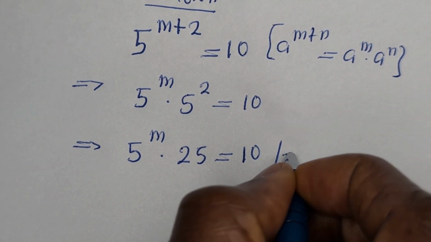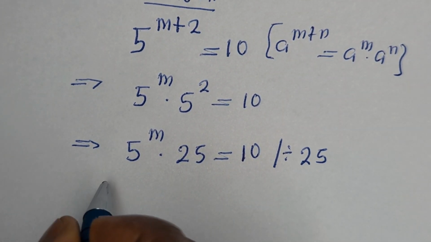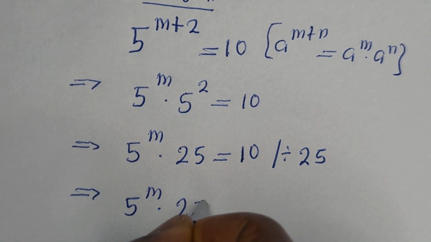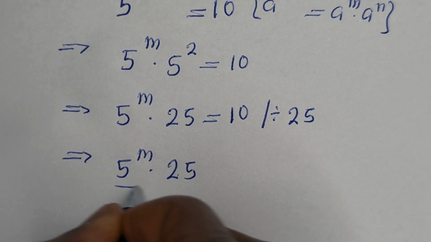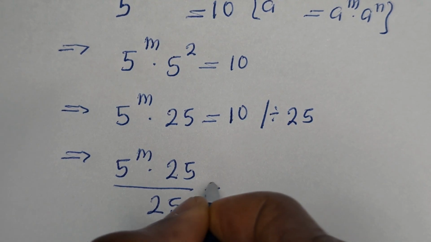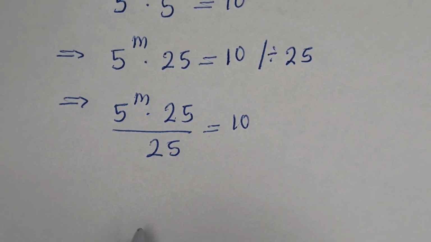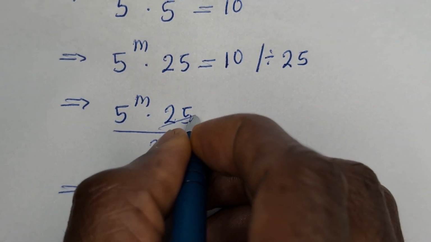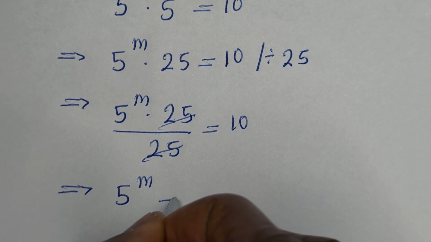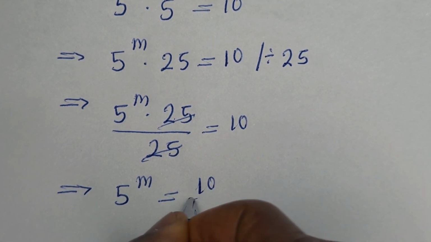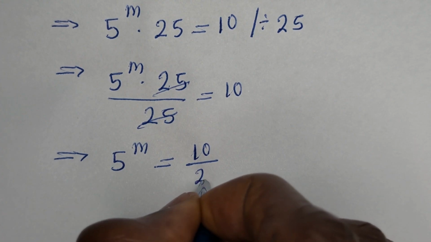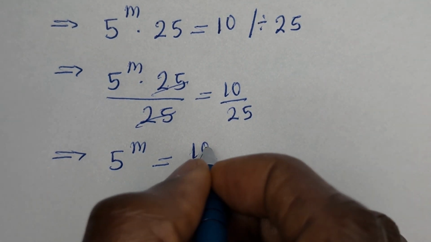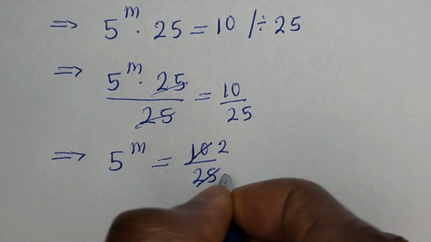Let us divide both sides of this equation by 25. 5 raised to power m multiplied by 25 divided by 25 is equal to 10 divided by 25. 5 raised to power m, this cancels this, is equal to 10 divided by 25, and this divided by 25 here. 5 here, 2, 5 here, 5.